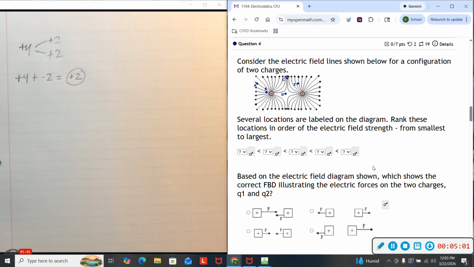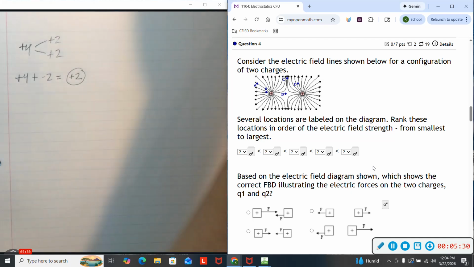Question 4 shows an electric field diagram, and it says, consider the electric field lines shown below for a configuration of two charges. Several locations are labeled on the diagram. Rank these in order of electric field strength from smallest to largest. Again, the strength of your electric field is determined by the density of your field lines. And so where you have the least dense field lines is where you're going to have the smallest or weakest electric field. And so you're looking for the spots where the lines are farthest apart.